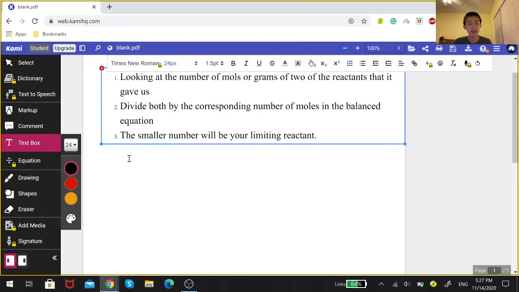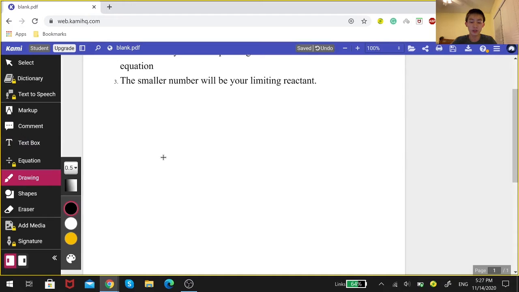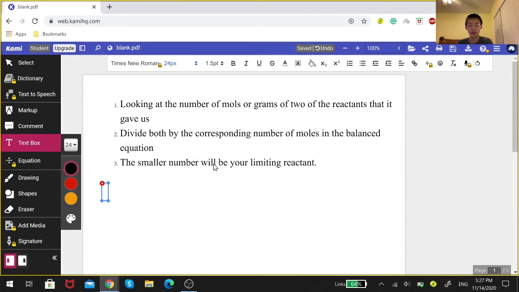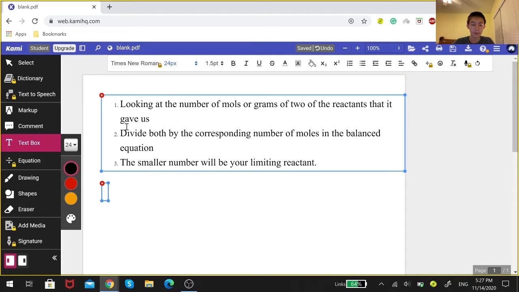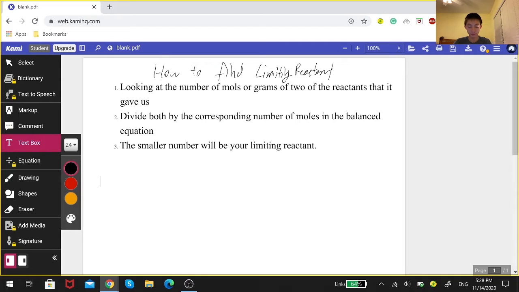In this video, I'll do an easy example and I'll do a harder one in another video. So let's start off with a text box. So here's how we find the limiting reactant. How to find limiting reactant. Alright, and here's an example.